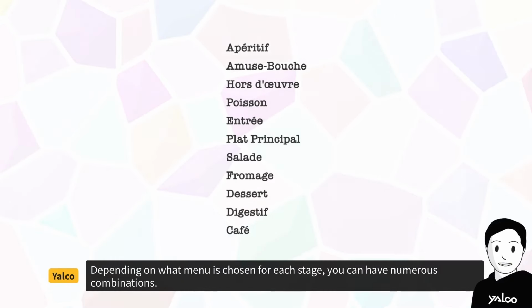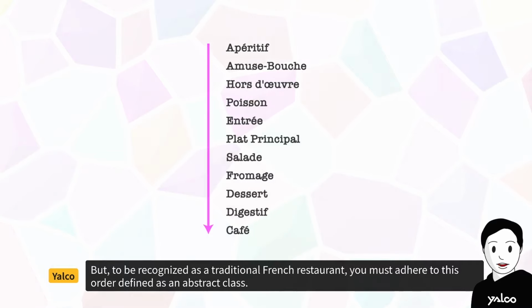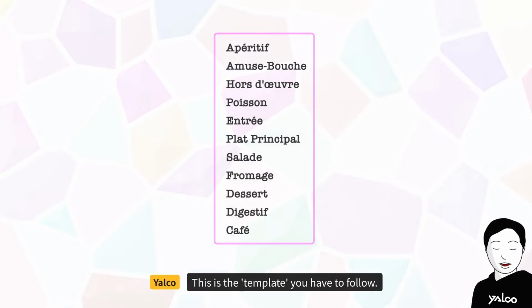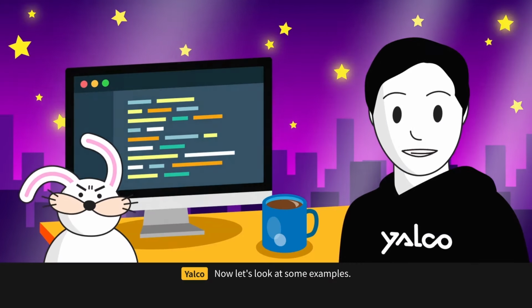Depending on what menu is chosen for each stage, you can have numerous combinations, but to be recognized as a traditional French restaurant, you must adhere to this order defined as an abstract class. This is the template you have to follow. Now, let's look at some examples.